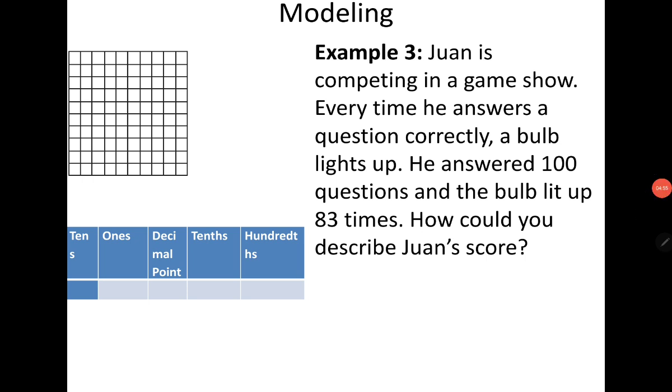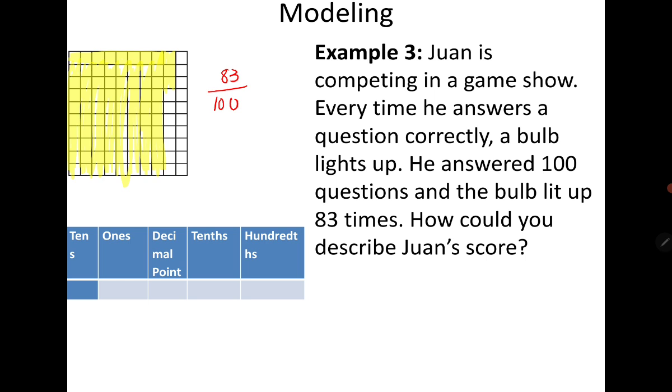Okay, so the first thing we're going to do is shade this in our decimal model. So remember, we've got 100 total spaces, and so we need to shade 83. So remember, that's going to be 8 full columns, 10, 20, 30, 40, 50, 60, 70, 80, and then 3 extra hundredths from that 9th column. Okay, first thing we're going to do is write that as a fraction. So remember, 83 is the part, 100 is the total, so that's 83 over 100, or 83 hundredths.